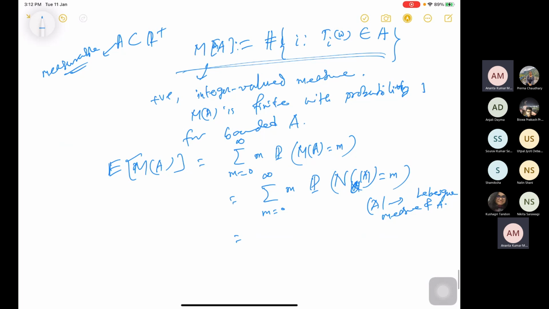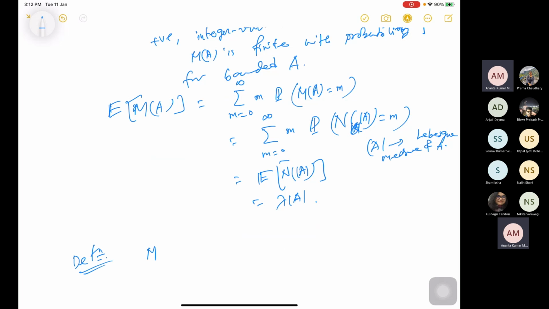Okay, so N is a Poisson process, and N of mod A, you can think of it as the time, N t equal to m. Now what is this? This is nothing but the expectation of N of mod A. And what do you know? This is basically lambda times t, and t is replaced by mod A, so this is lambda times mod A, where mod A is the Lebesgue measure of A. So the expectation of this measure M of A is lambda times mod A. As I told you, this M is called the random jump measure associated to the Poisson process.